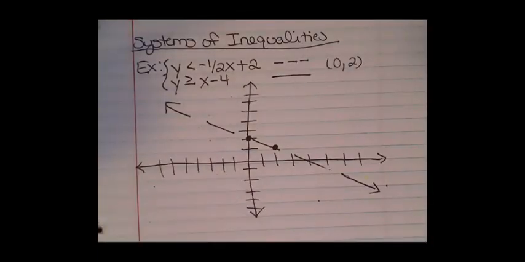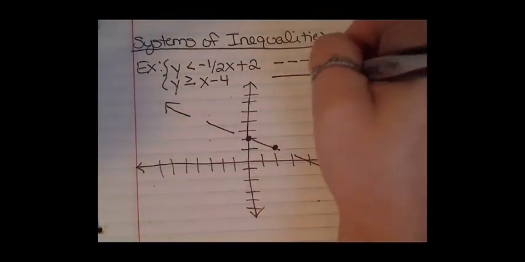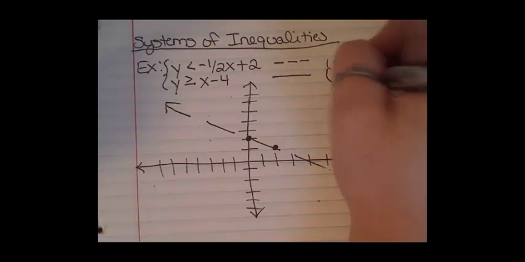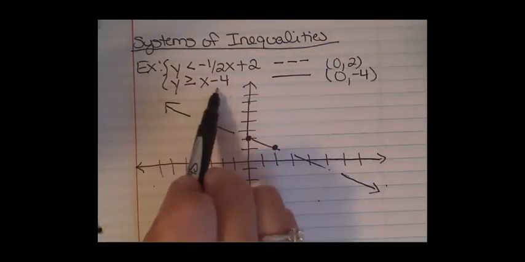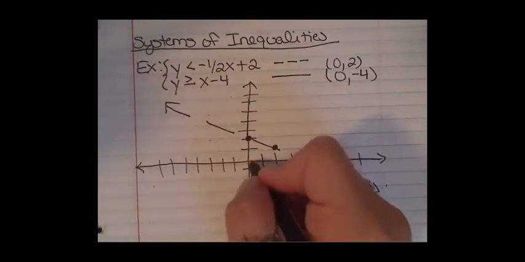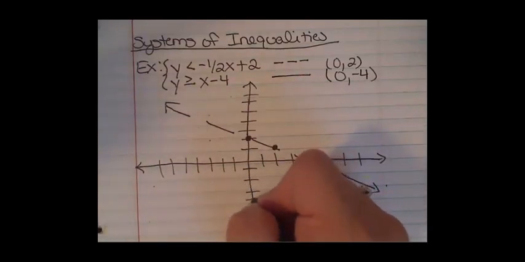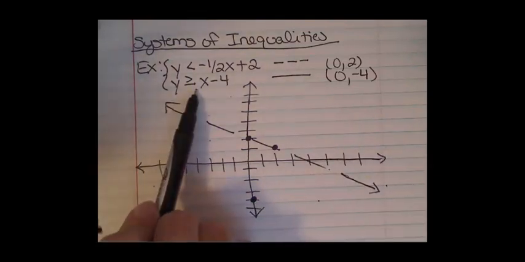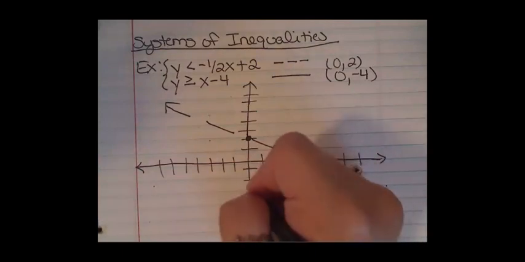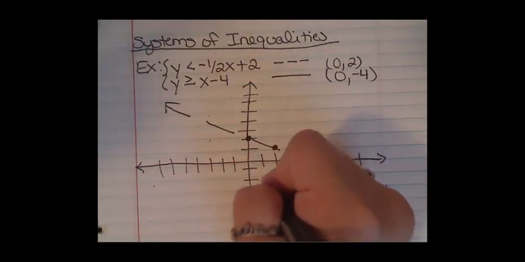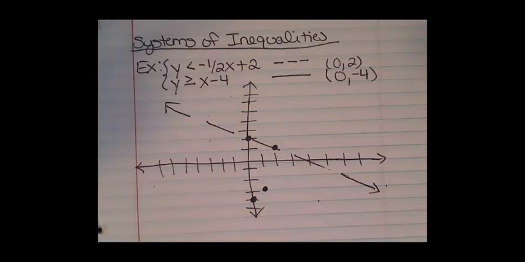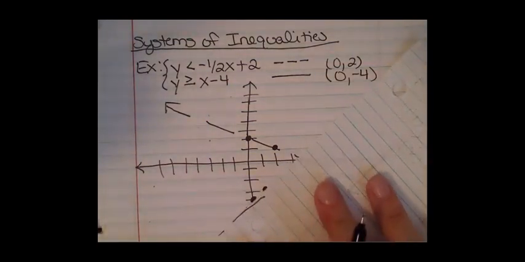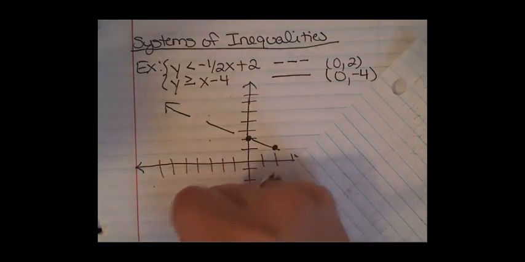Let's graph our second one. Our y-intercept for our second one would be 0, -4, because there's our b. So that's going to be our first point, 1, 2, 3, 4. And then I have a slope of +1. So I need to go up 1 and to the right 1. This one we're going to use a solid line because it's greater than or equal to. So there's our line.